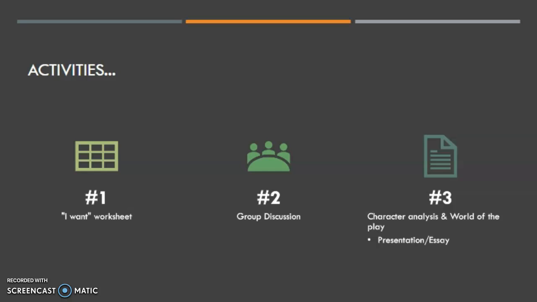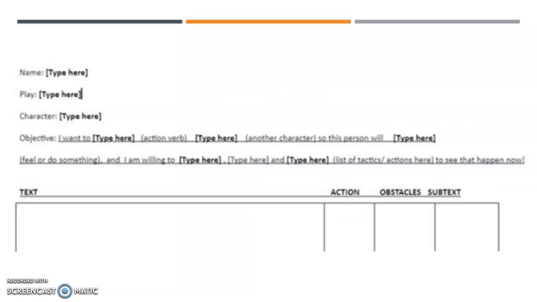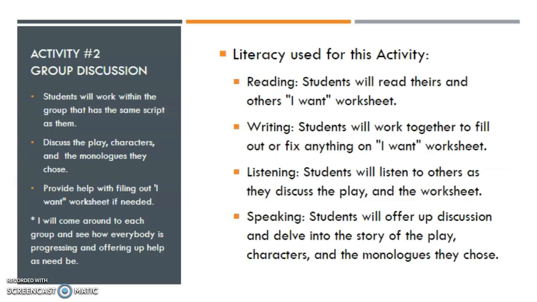a presentation/essay. So activity 1, the I Want worksheet, students will pick a specific character and monologue to analyze from the scripts provided. And the literacies that I picked out for this were reading, so the students will read the script they choose, and writing, students will write on the worksheet with the appropriate information to fill out the topics. And then again, this is the I Want worksheet.